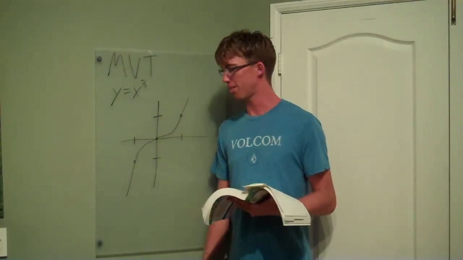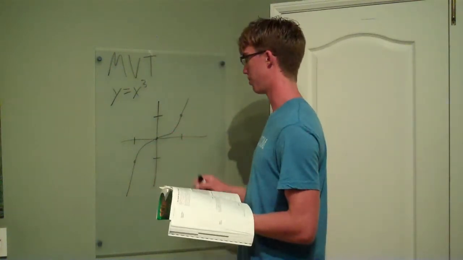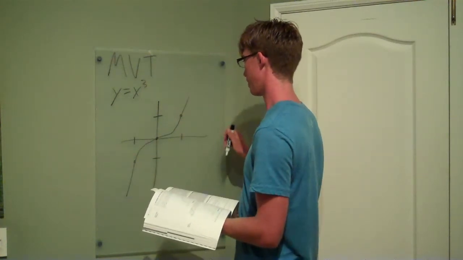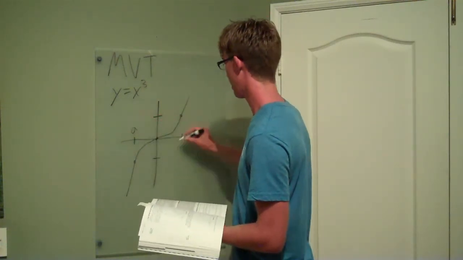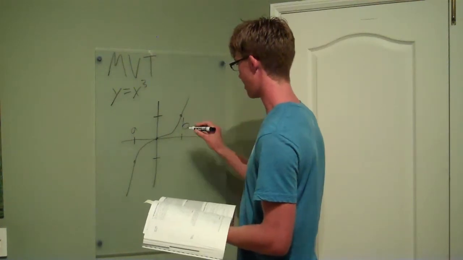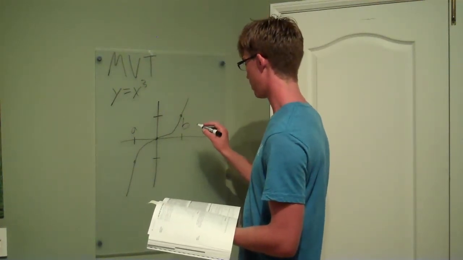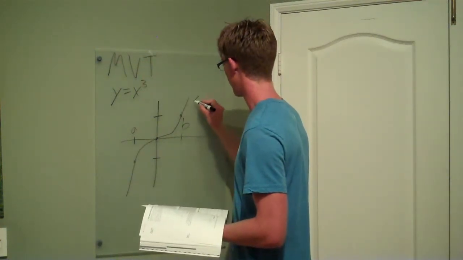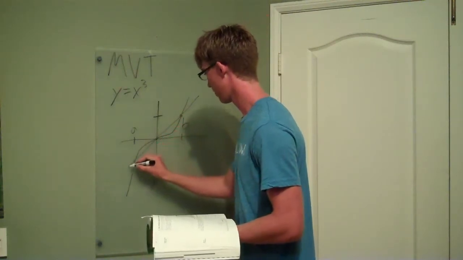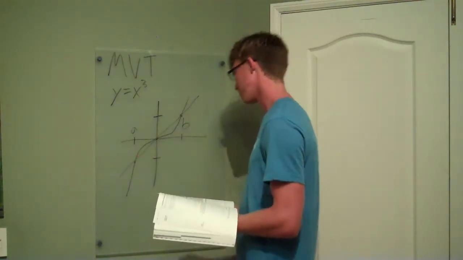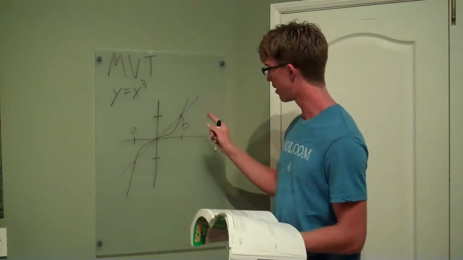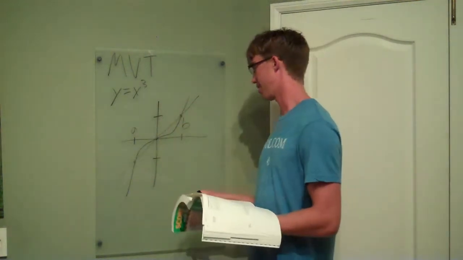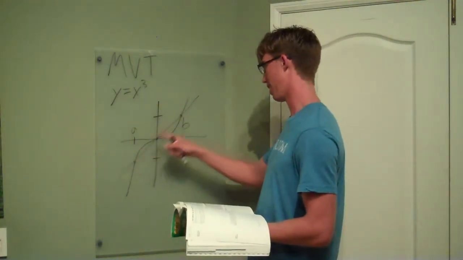So what the mean value theorem says is that if you have a function, and we're taking y equals x to the third here, and you bound it between 2 points, a and b, that the average slope between a and b, or the mean slope, hence mean value theorem, which looks something like this, more or less, that slope will be equal to the slope of the curve y equals x cubed at some point in between a and b.